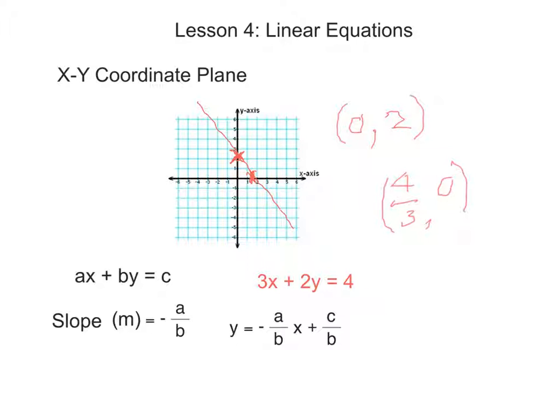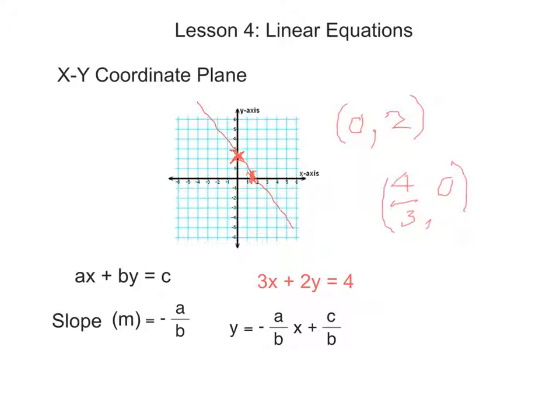Well, let's look at this general form and relate it to our example of 3x plus 2y equals 4. Now, notice something here. First of all, let's look at c and b. In our example, c was equal to 4, b was equal to 2. So 4 over 2 was equal to 2. So c over b happens to be what? The y-intercept. That's where it crosses the y-axis at y equals 2.